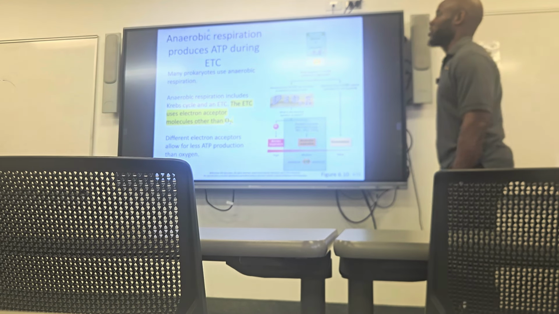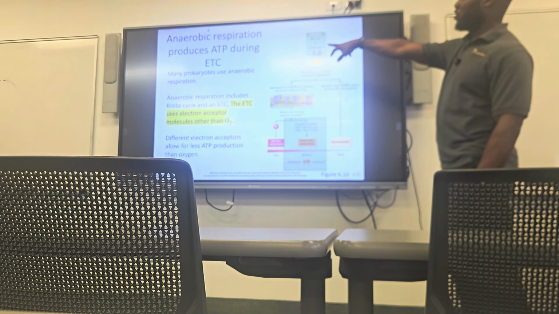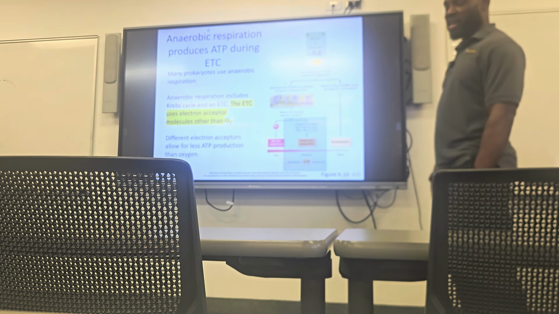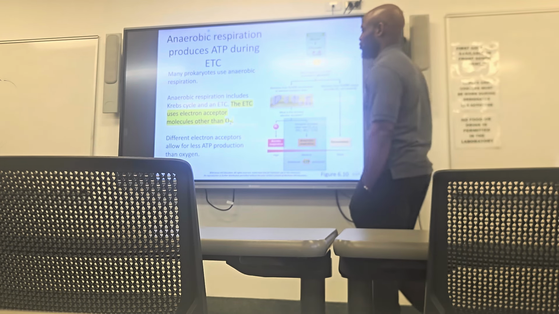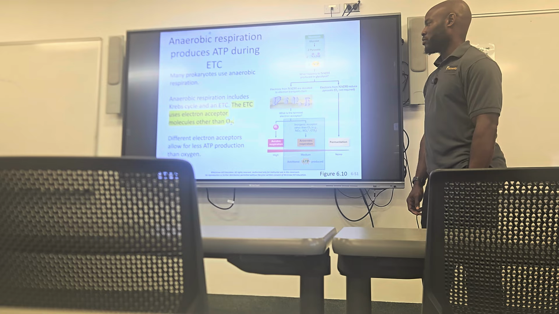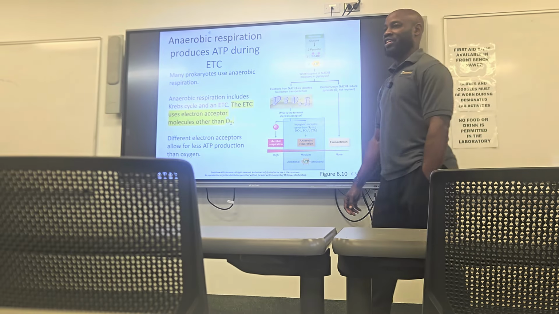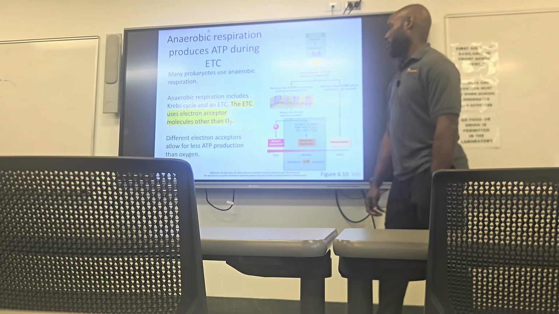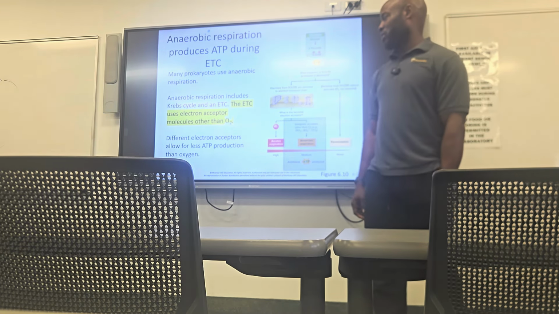So anaerobic respiration produces ATP during the electron transport chain. Many prokaryotes use anaerobic respiration. Prokaryotes, remember, don't require oxygen. So they have a Krebs cycle and electron transport chain, but they have a different acceptor at the end. All right, so different electron acceptors allow for less ATP production.